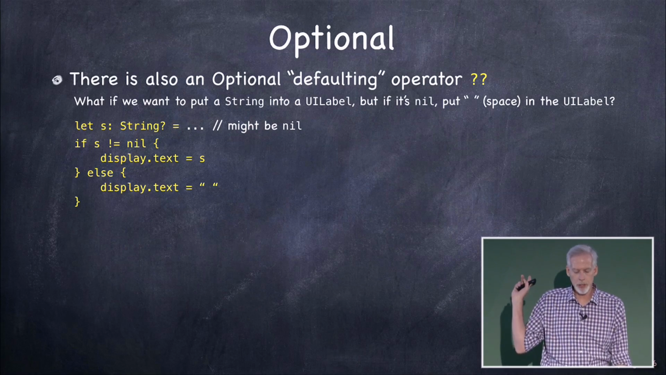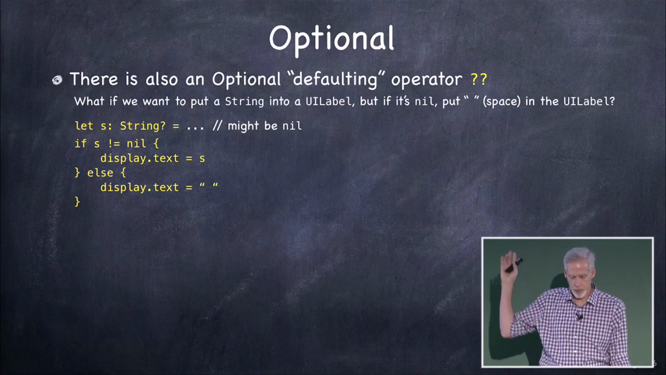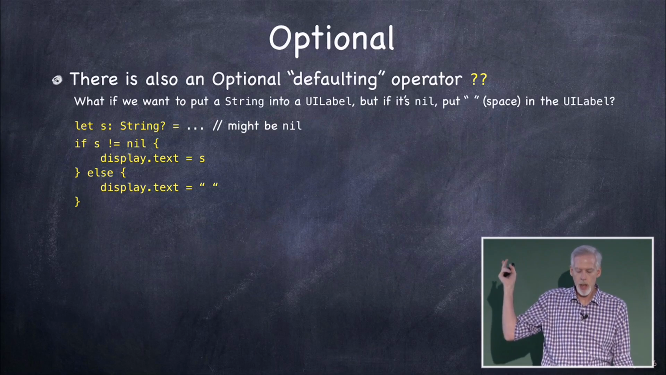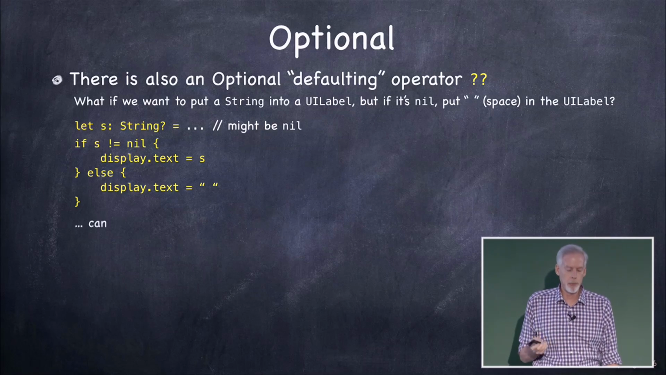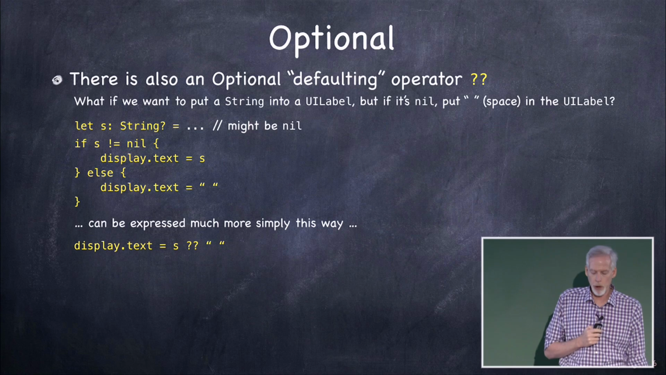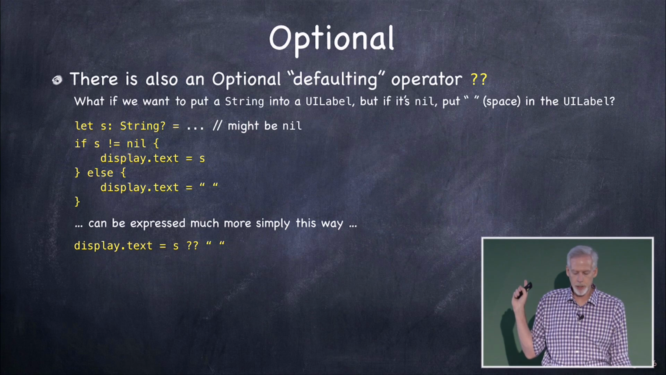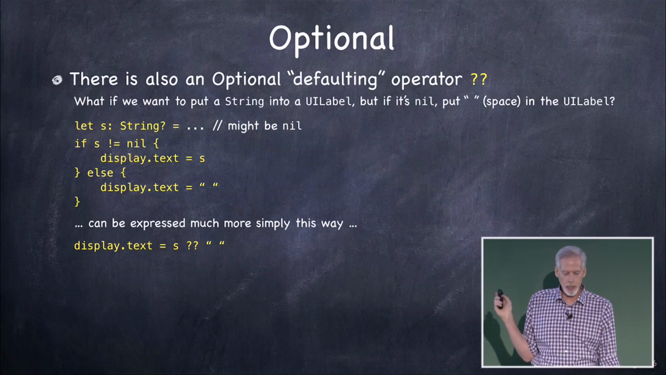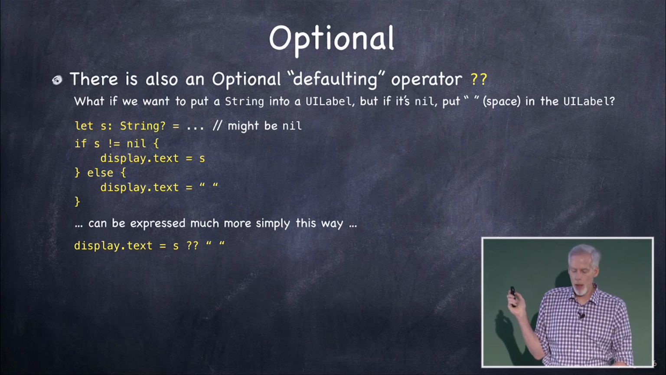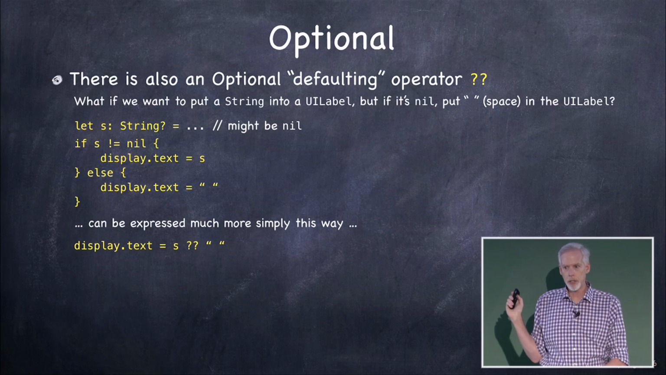So we could do this: if s does not equal nil, then display equals s. That should be s exclamation point right there. Otherwise, display equals a space. Okay, well, a much simpler way to put that is with this defaulting operator, which is to say the display's text equals s, question mark, space. Okay, and that means if s is not nil, then unwrap it and use that value. Otherwise, use space.